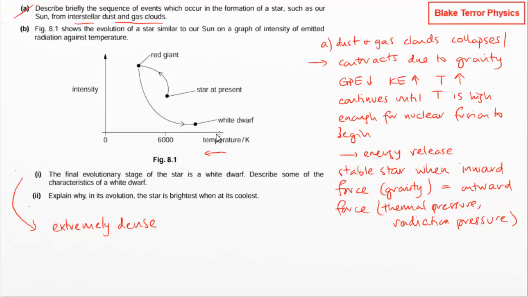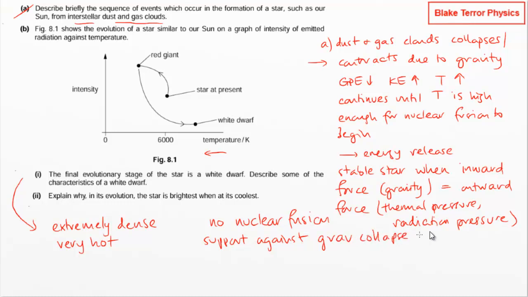They are very hot. We can see here, straight off of the graph, that they're very hot. They've given that to us. We can say that there is no nuclear fusion going on. I mean, they're hot because that's where the nuclear fusion was going on, and there's still a lot of residual heat there, but there isn't any nuclear fusion. They are supported against gravitational collapse by electron degeneracy pressure.